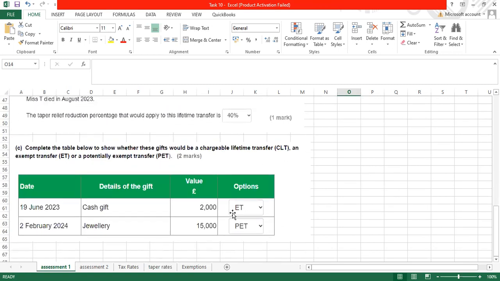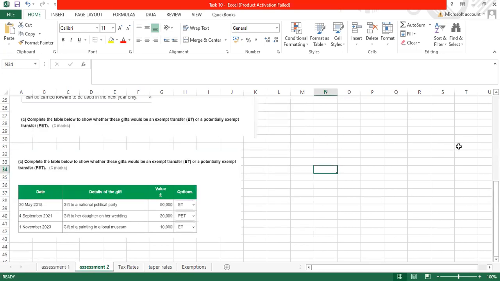The next one is complete the table below to show whether these gifts would be CLT, ET, or PET. So cash gifts, value £2,000. So it is an exempt transfer, because it is less than £3,000. Next one, jewelry. It is a potentially exempt transfer. So the reason is the person has to live at least 7 years.